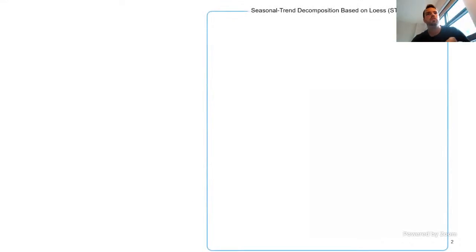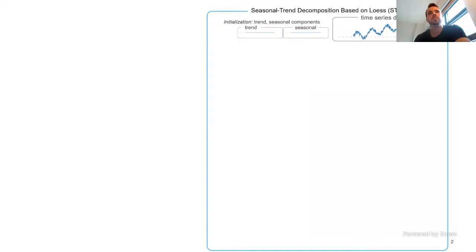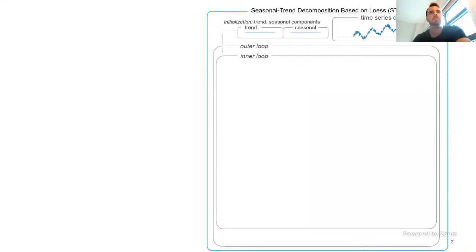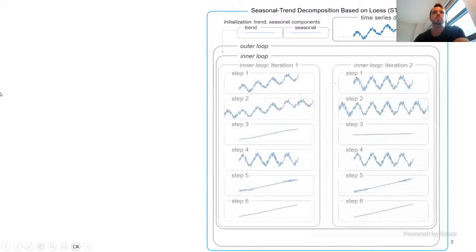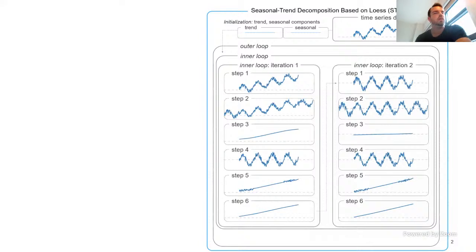So for those who are not familiar with seasonal trend decomposition based on Loess, in short STL, here's a visual overview. So in general, we start with time series data. Here you have the trend component and seasonal components, which are then initialized. And afterwards, we have an outer and inner loop in this algorithm. And the inner loop consists of 6 steps. Later on, we will explain a little bit more what these steps do.